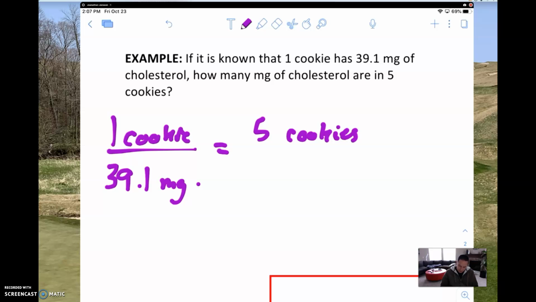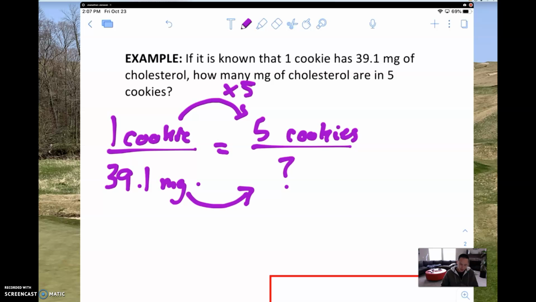So now what we can do is, this is called a proportion. It's where you have 2 ratios that are equal to each other. To get from 1 cookie to 5 cookies, we multiplied by 5. So it's getting 5 times bigger. So if I want to find how many milligrams of cholesterol there are, I can just take 39.1 and multiply it by 5. Whatever you do to the top, you have to do to the bottom to make it an equivalent ratio.